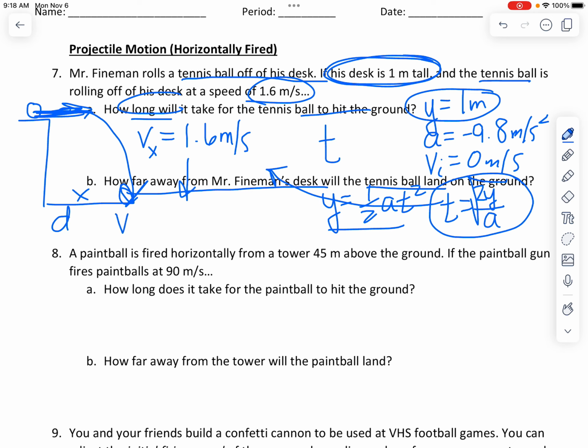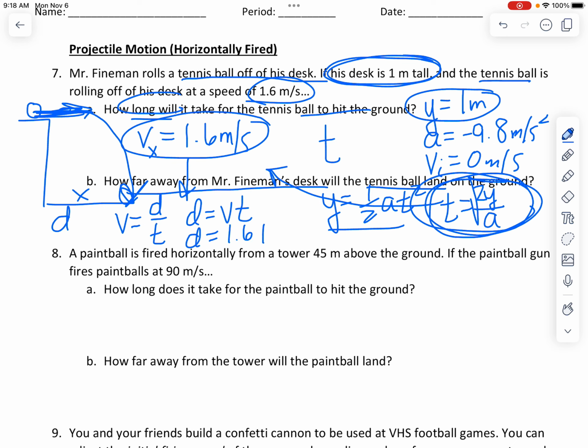Well, velocity equals distance divided by time, or distance is equal to velocity times time. So take your velocity, multiply by the time that you found over here, and you will get the correct answer. Okay?